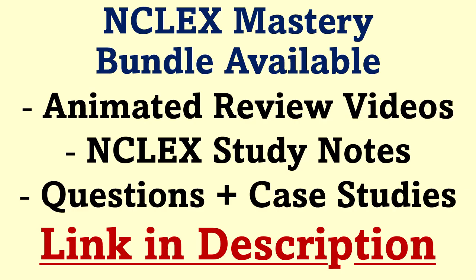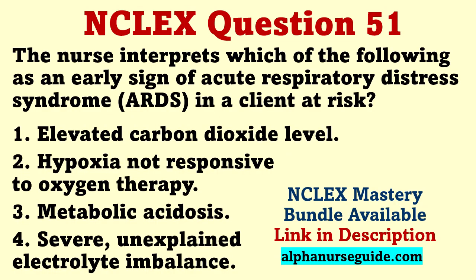Back to the questions. The nurse interprets which of the following as an early sign of acute respiratory distress syndrome in a client at risk? 1. Elevated carbon dioxide level. 2. Hypoxia not responsive to oxygen therapy. 3. Metabolic acidosis. 4. Severe unexplained electrolyte imbalance. The correct answer is 2. A hallmark of early ARDS is refractory hypoxemia.